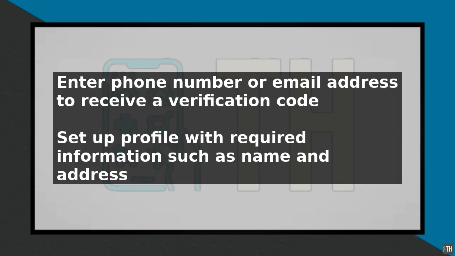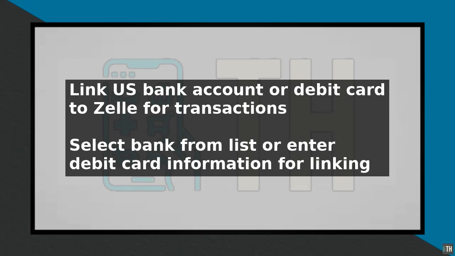Link your U.S. bank account or debit card to Zelle by selecting your bank from the list of participating banks or by entering your debit card information. Verify your account by responding to the verification email sent by Zelle. Once your account is verified, you can start sending and receiving money using Zelle.